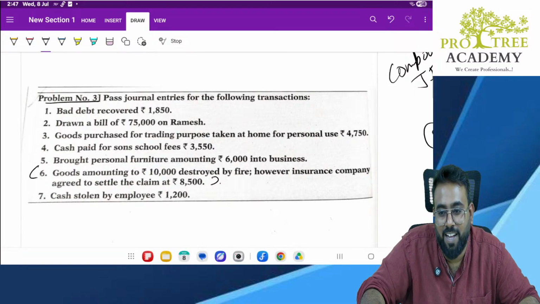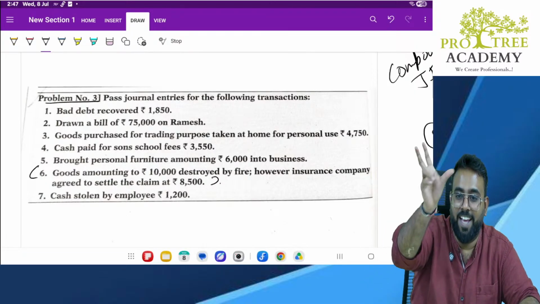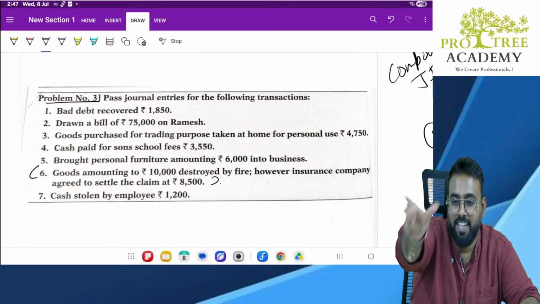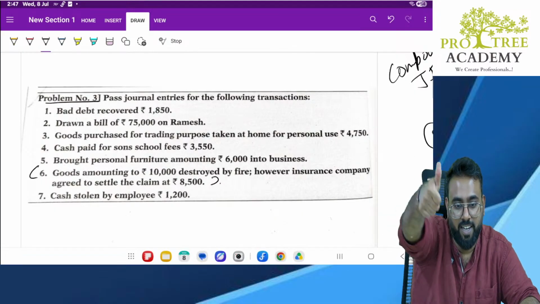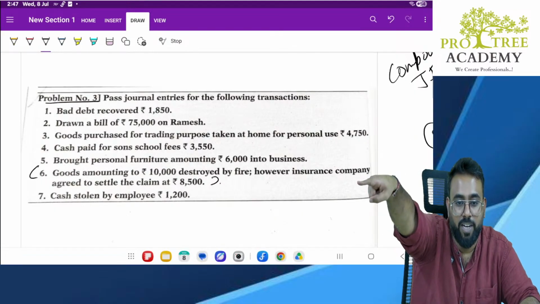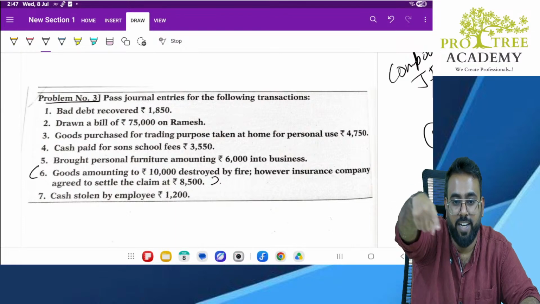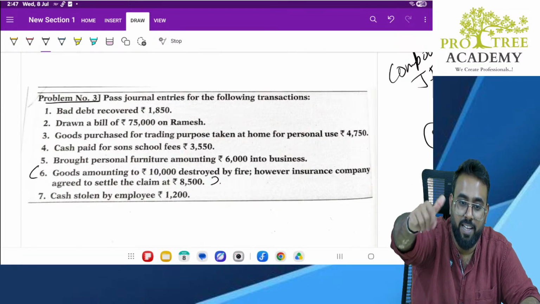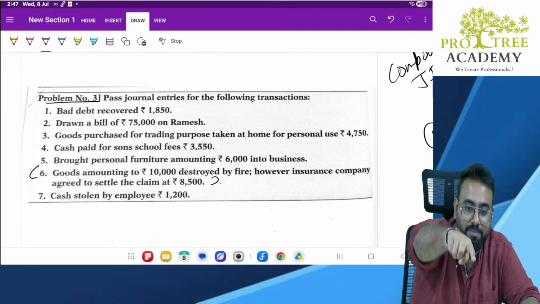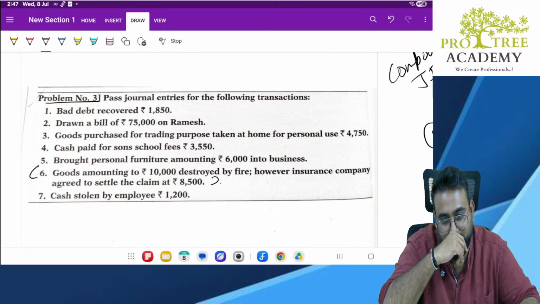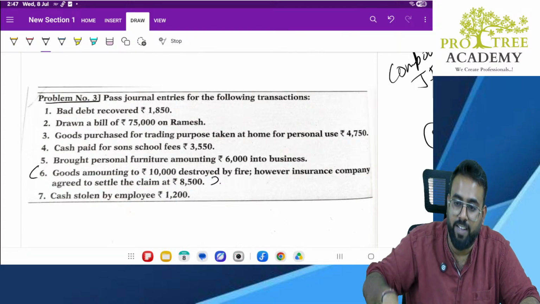In the goods lost by fire account you opened, you said 10,000 I will transfer to that account, done. Now are you not receiving money towards that account only? How much are you receiving? 8,500. So what happened to the remaining? That will be your balance.